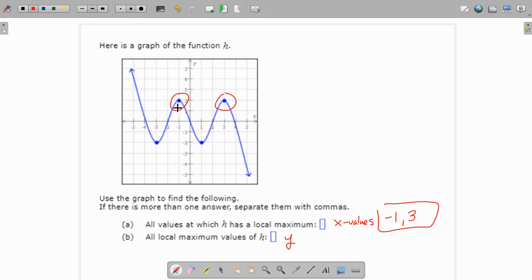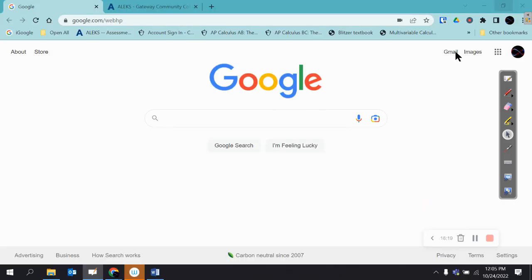And the heights of these are the same. They're both at 2. So all we have to put for this one is 2. We don't have to repeat 2. If those were different numbers, we'd have to write both of them down. So both of those have a y value of 2. And that completes this video.